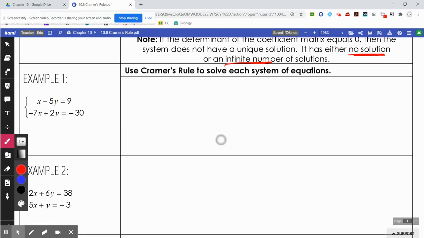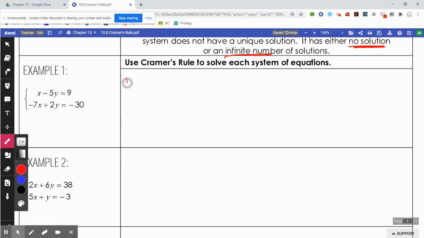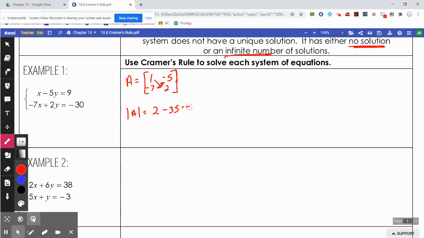So example 1, let's go ahead and say matrix A is equal to our coefficient matrix, 1, -5, -7, and 2. And if you'd like to, we can go ahead and find that determinant. The determinant of A is equal to down minus up, so 2 minus 35 or -33.